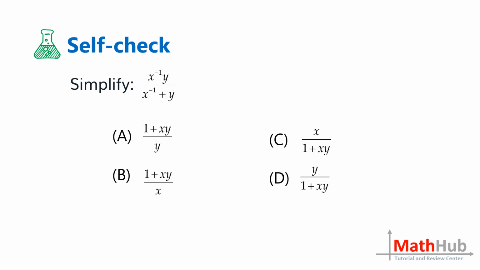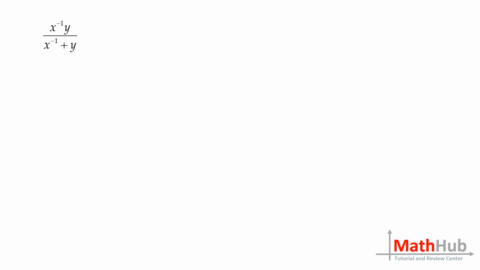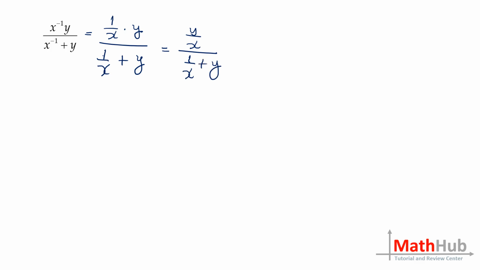For this next example, we have a negative exponent. So remember that we need to always remove the negative exponents. X to the negative 1 means 1 over x, and then times y. Again, I have 1 over x plus y. So the numerator becomes y over x, all over 1 over x plus y. So we just have a complex fraction.